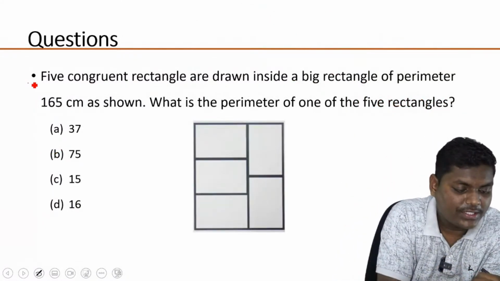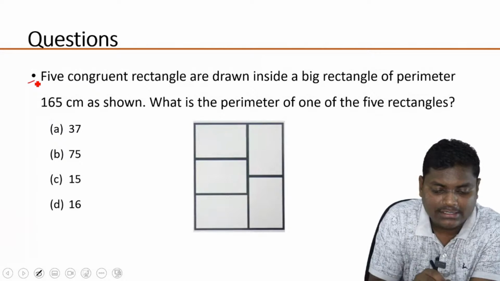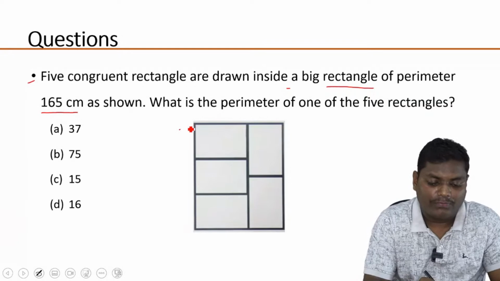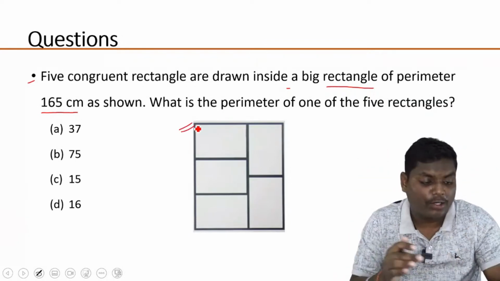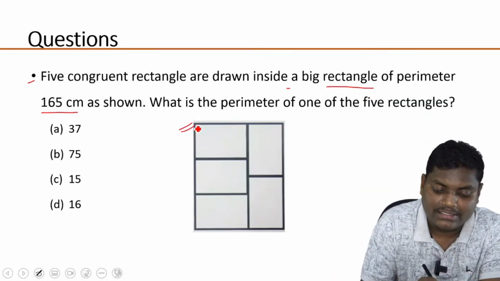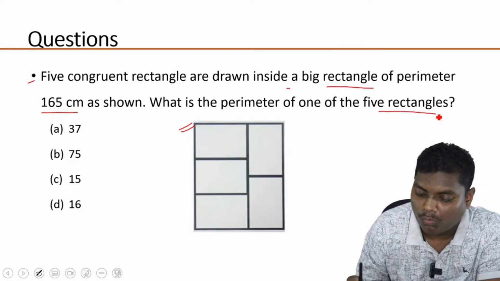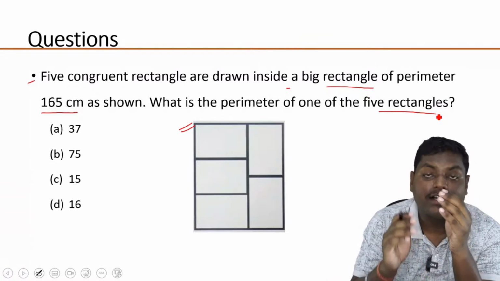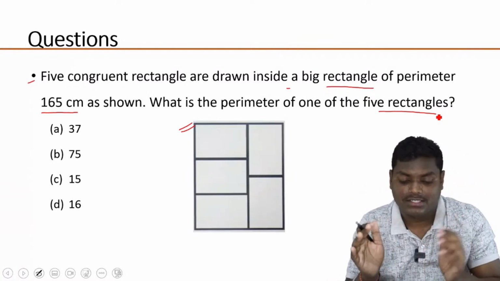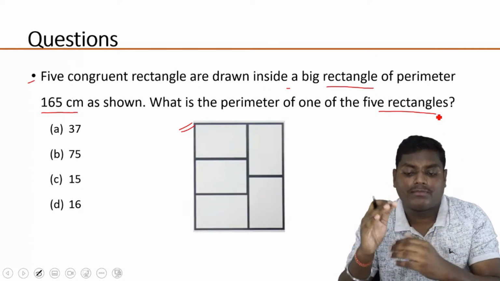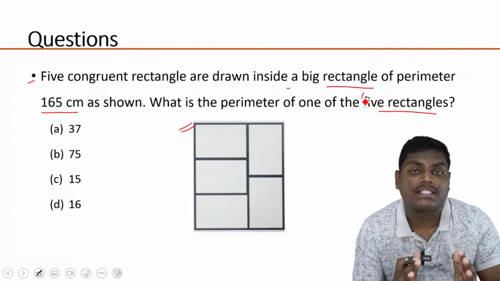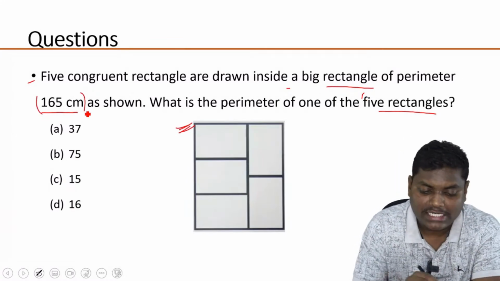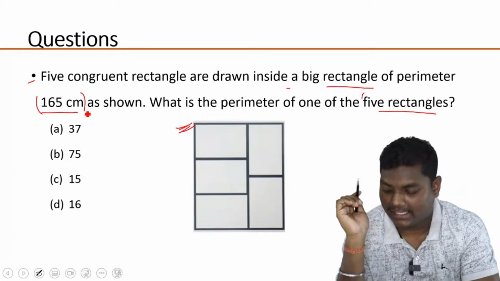So the question: 5 congruent rectangles are drawn inside a big rectangle of perimeter 165 centimeter. So if we take this figure, the entire perimeter of this is 165 centimeter. Now it is asking what is the perimeter of one of the 5 rectangles. So all the rectangles present inside here are of same dimension. They are of same size. All the 5 rectangles are combined into this image. The perimeter is given as 165. The question is asking what is the perimeter of a single rectangle.